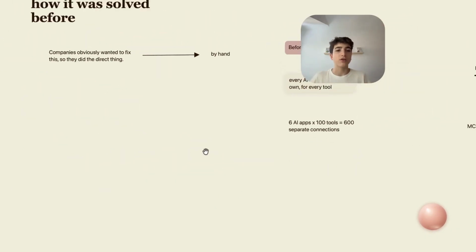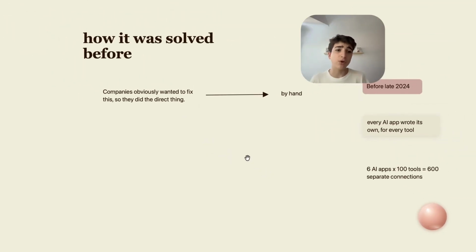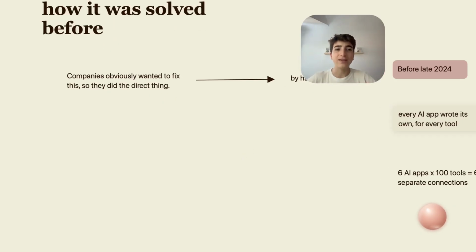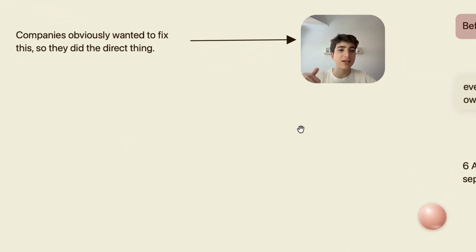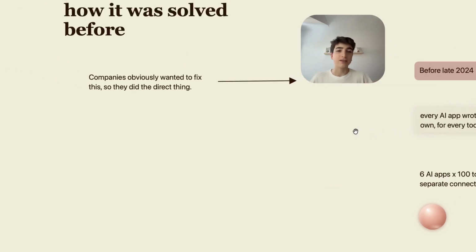So how was this solved? Companies obviously wanted to fix this, so these AI chatbots could use other tools, send emails, and get context from Google Documents, for example. So they did it directly, by hand. They wrote the code by hand for each connection. If you wanted your AI app to read Gmail, an engineer sat down and wrote Gmail-specific code for your app. It took a lot of work, and they only did it for the companies that wanted it. This is how everything started.